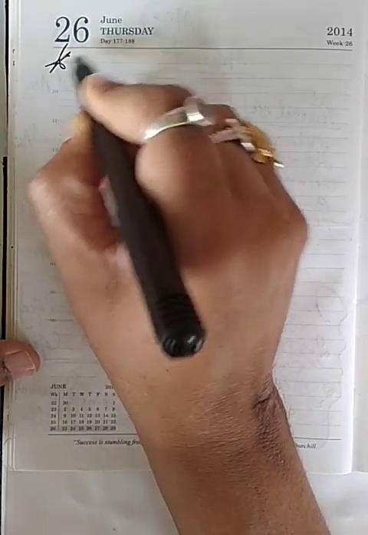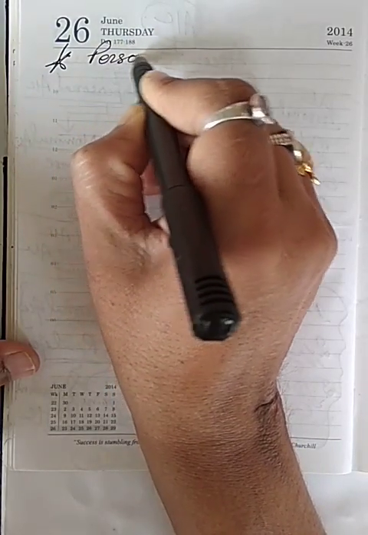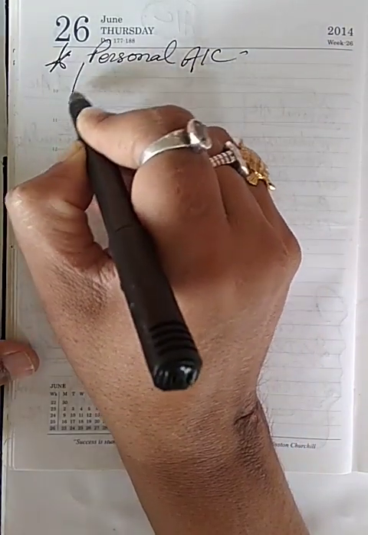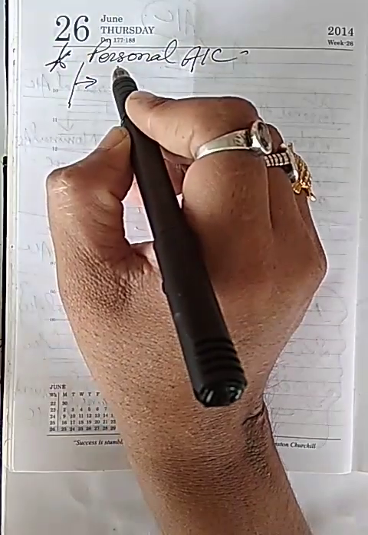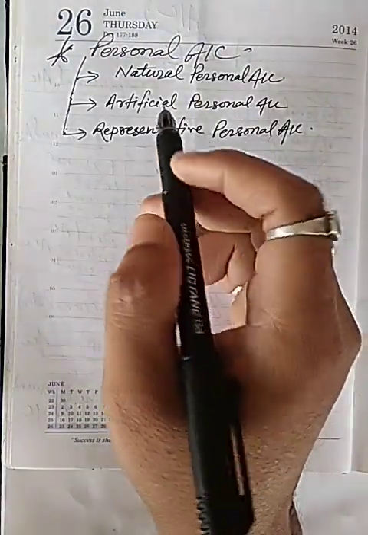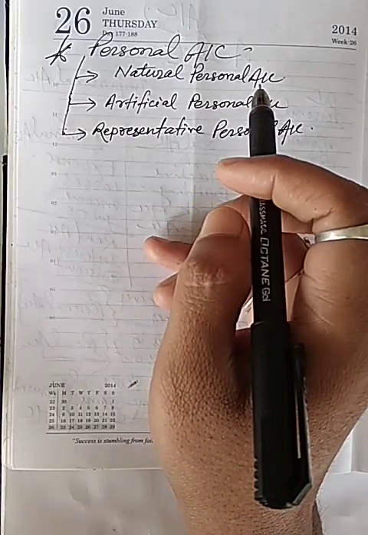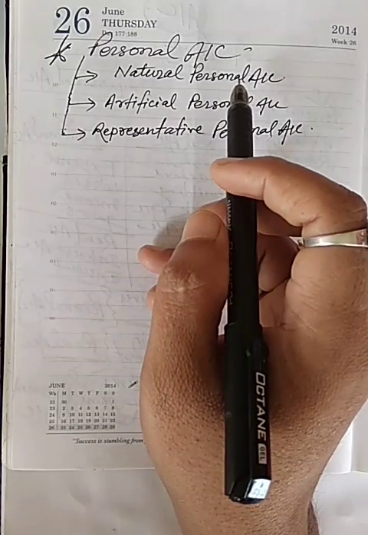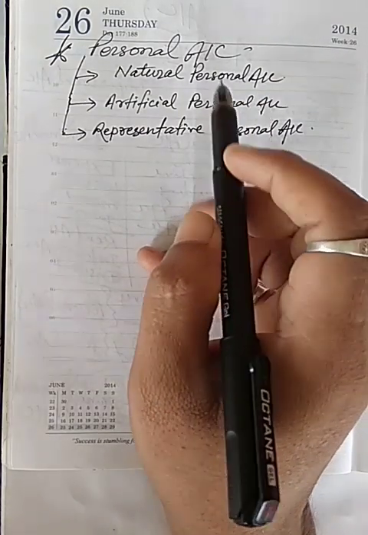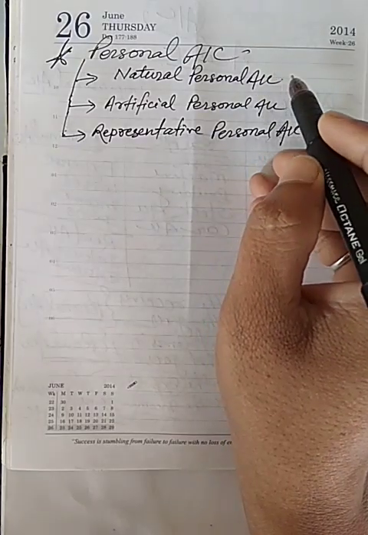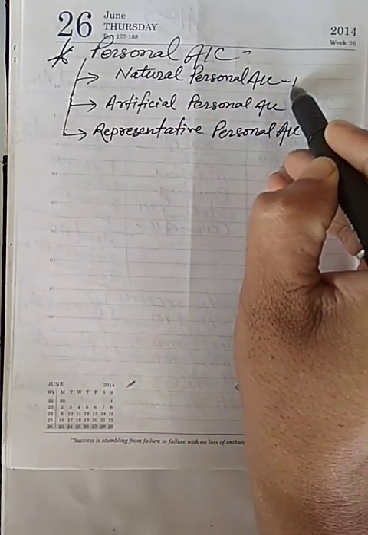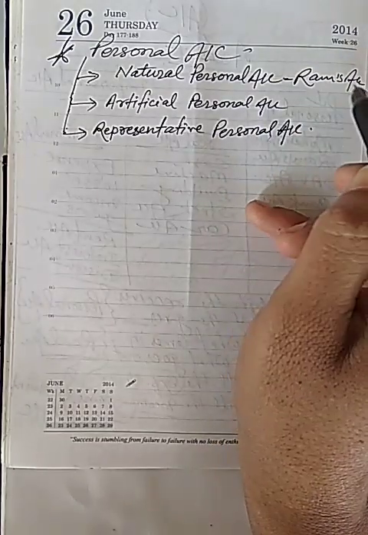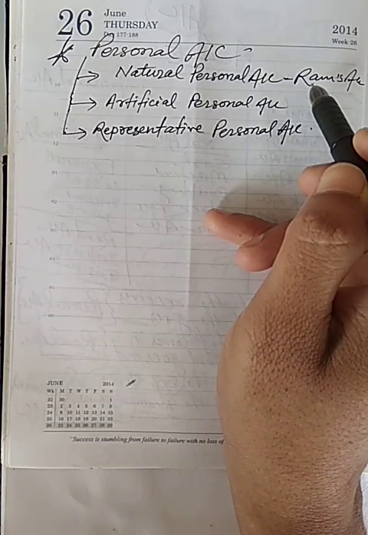Now students, there are three types of personal account. Personal account has three types. Natural personal account: the account of natural persons, meaning the account of a human being. For example, Ram's account, Shyam's account, Mohan's account. Name of a person, natural personal account.